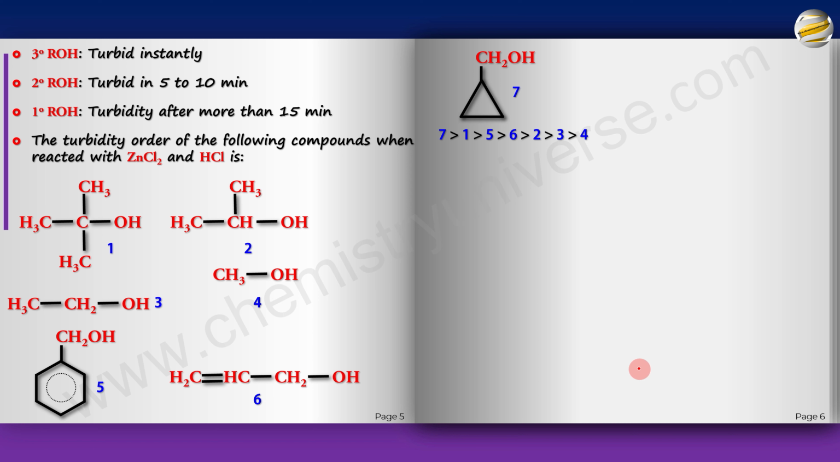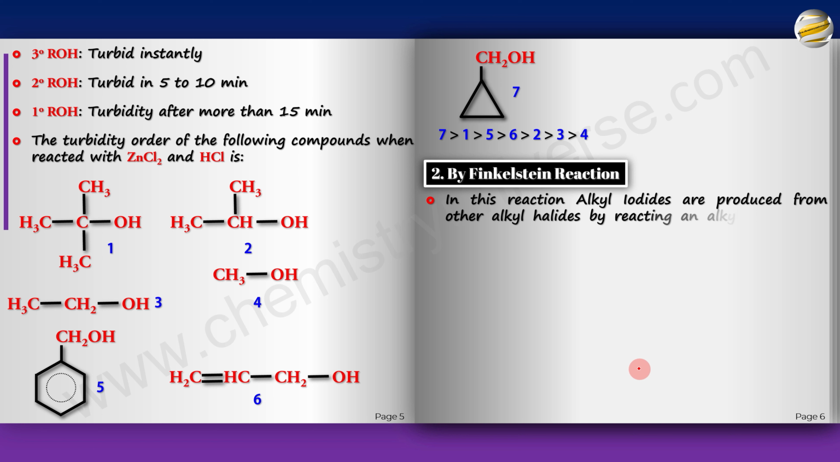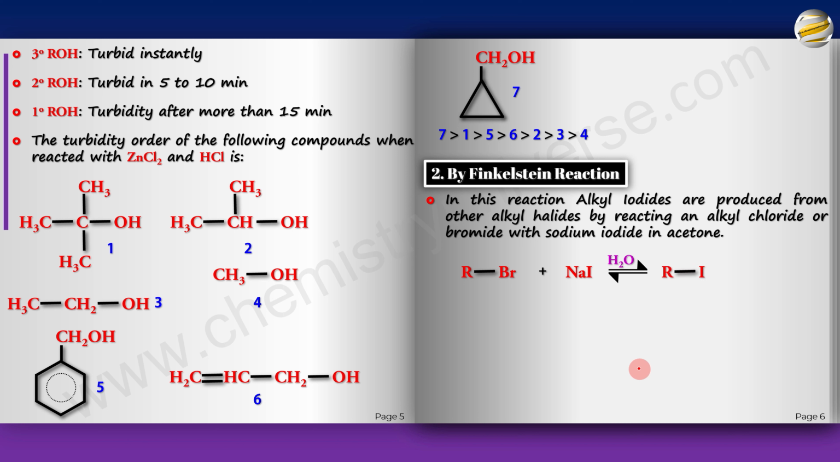The next thing we do is called the Finkelstein reaction. In this reaction, alkyl iodides are produced from other alkyl halides by reacting an alkyl chloride or bromide with sodium iodide in acetone. Now remember, if I take RBr and add NaI to it, and if the solvent were water, then I minus will replace Br minus because obviously I minus is a better nucleophile. But the difference between I minus and Br minus is not that high, so the reverse reaction will also happen.